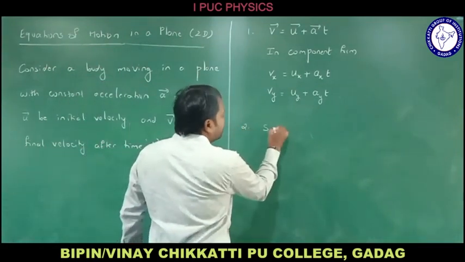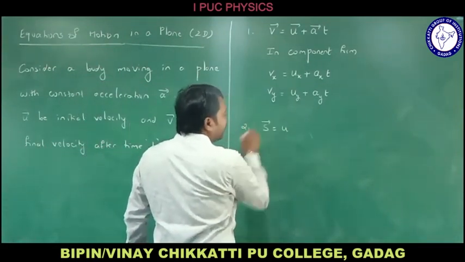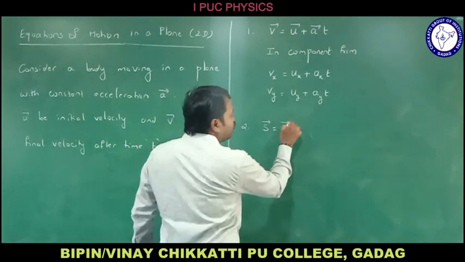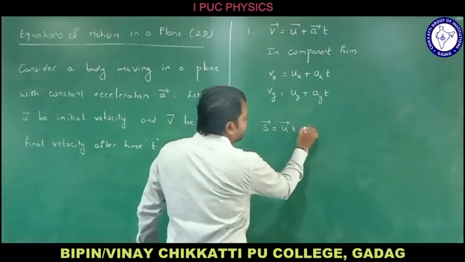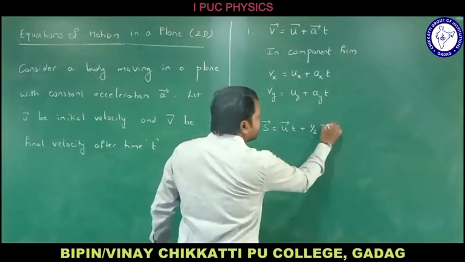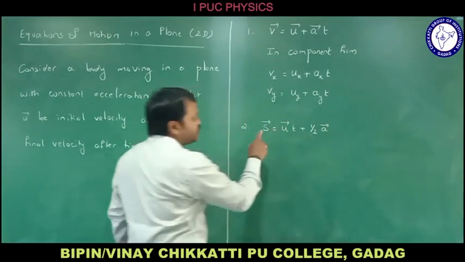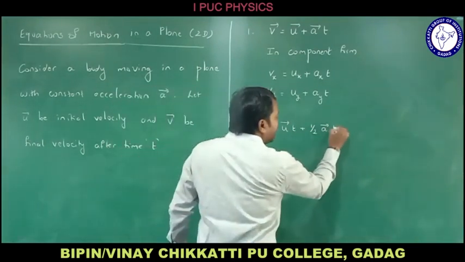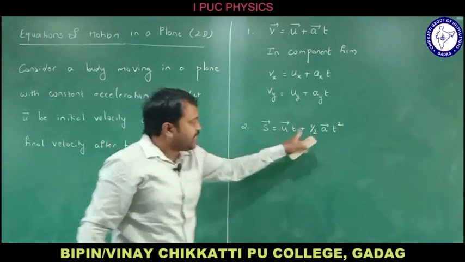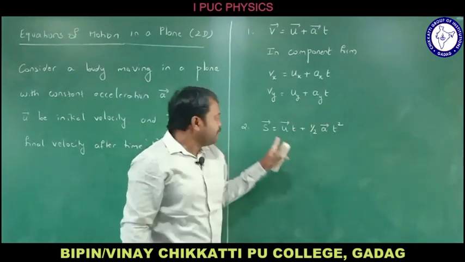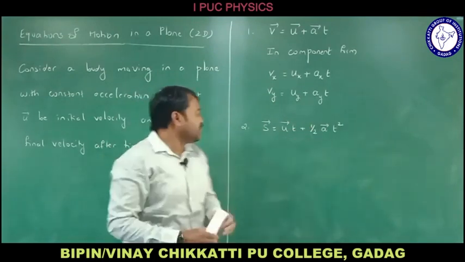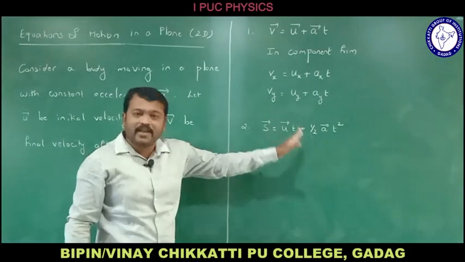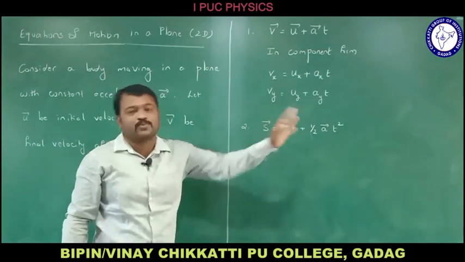So what is that now here? S is a vector quantity, displacement, right? S is equal to ut, t is a scalar, plus half a t square, a is a vector. Okay, t is a scalar, that's why I have not written an arrow mark on it, but these are vectors. S is equal to ut plus half a t square, right?